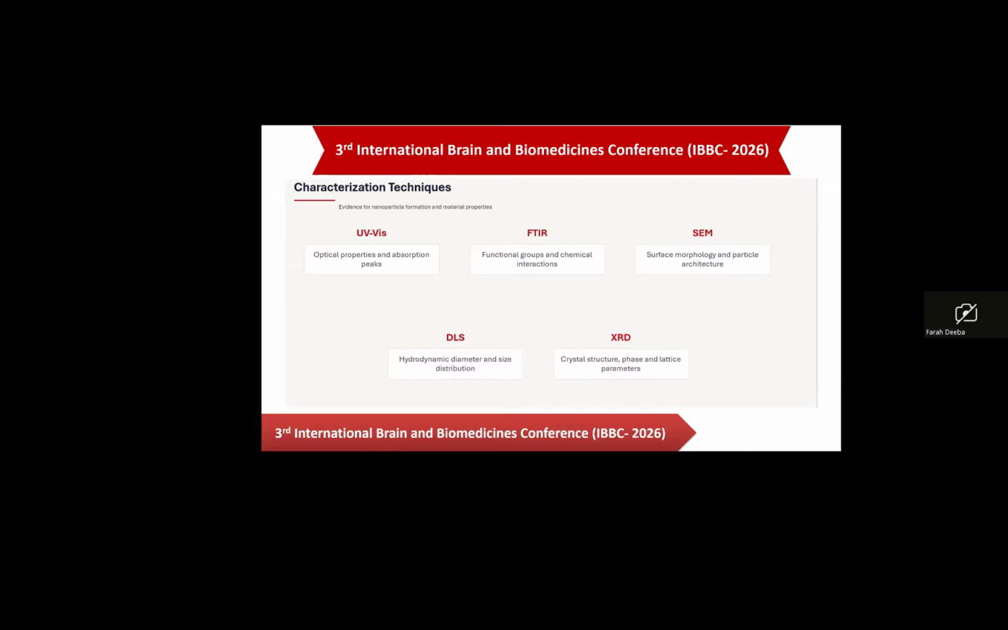Multiple characterization techniques were used to confirm the nanoparticle formation, including UV-visible spectroscopy to observe the optical properties and absorption peaks. FTIR helped to identify the functional groups from plant extract involved in capping and stabilization. SEM was used to observe the surface morphology and particle arrangement. DLS provided information about the hydrodynamic size distribution in suspension. And finally, XRD was used to study the crystalline structure, phase nature, and lattice characteristics.